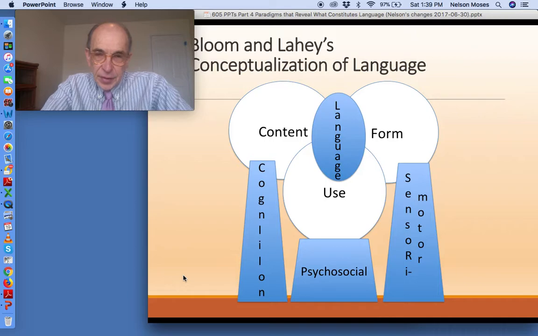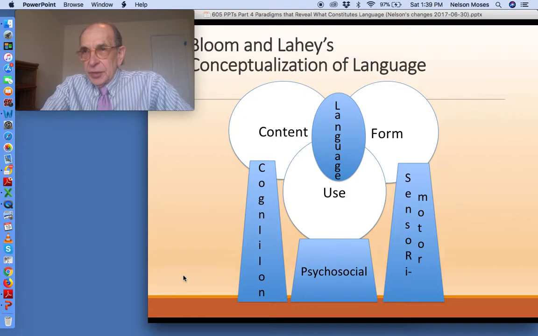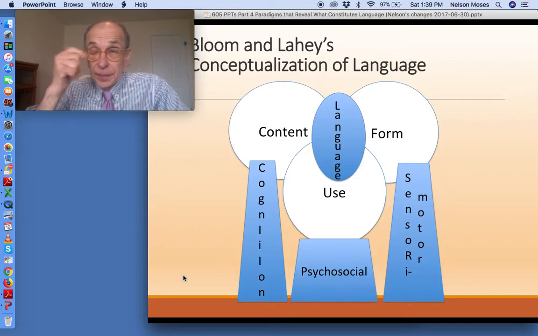Following me on this? Those three things, content, form, and use, all together, overlapping and happening simultaneously, constitute language. Implication? We have to keep in mind that given any speech and language problem that we're asked to assess, we have the possibility that content, form, and or use are implicated.